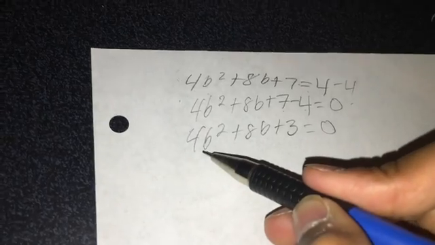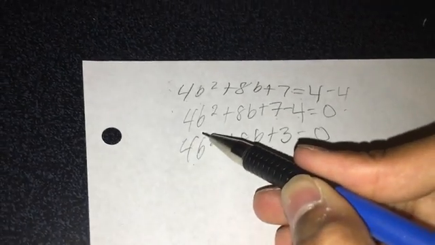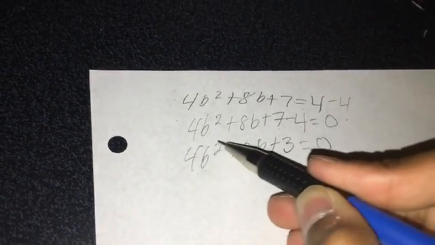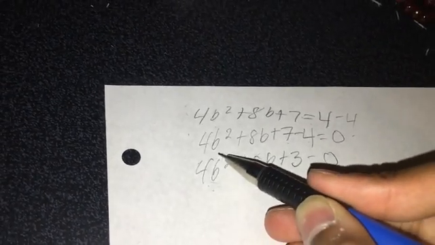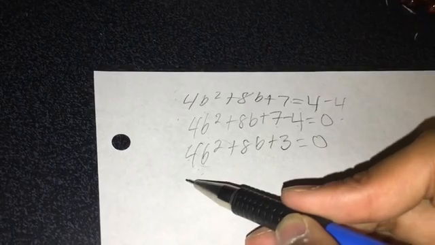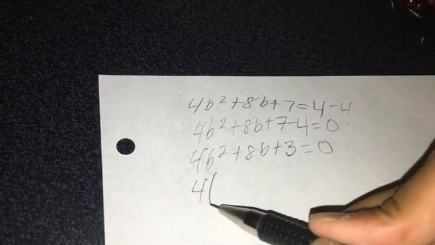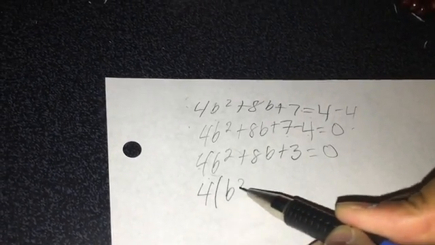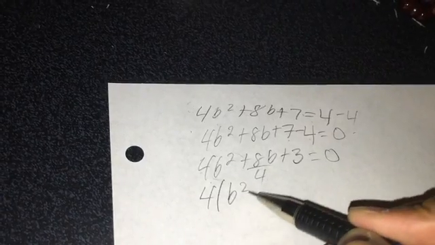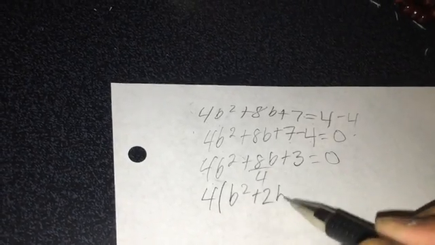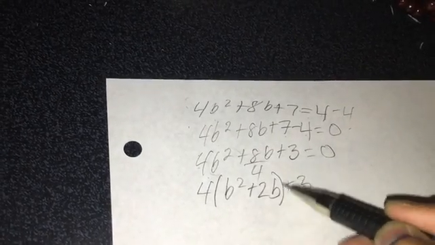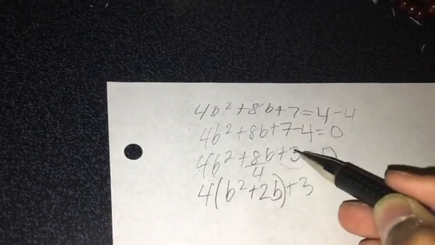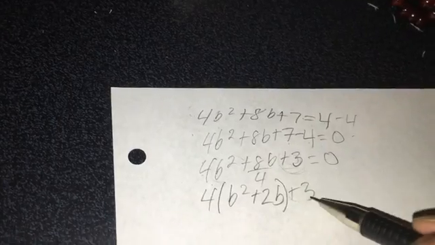So now, when doing completing the square, you always have to have your variable alone. So therefore, the 4 will be out. So it will be 4 bracket b squared. When you divide this by 4, you will get b squared plus 2b plus 3. We always leave the third term out.